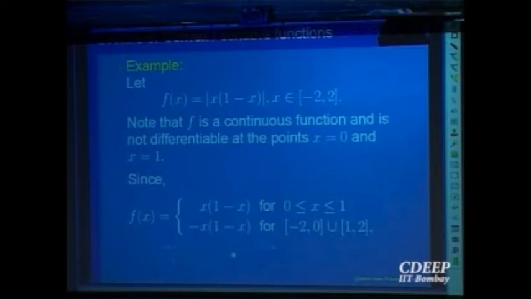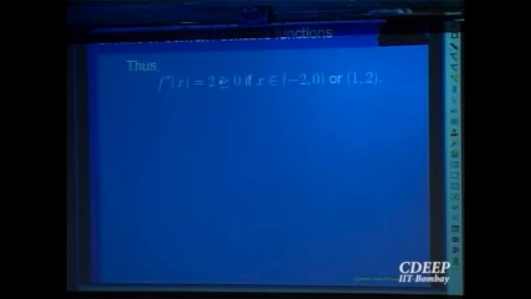So now you can analyze the second derivative, that is equal to 2. So what does it imply? The second derivative is 2, which is bigger than or equal to 0, when x is in this portion or this portion. So what does it imply? It implies that the function is concave up in these two intervals? Yes or no? Yes. No, it does not. Why?